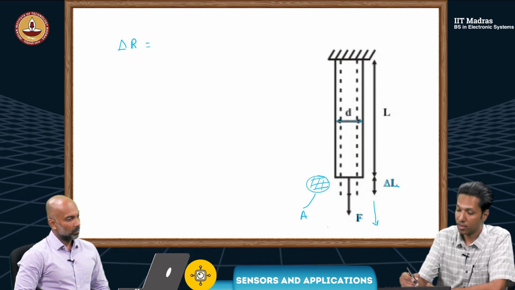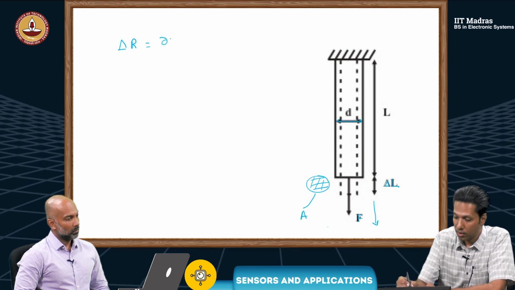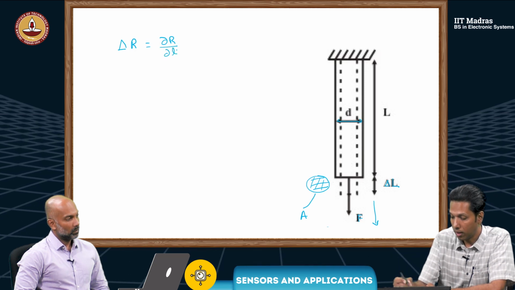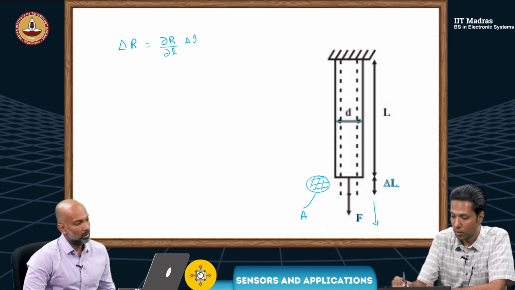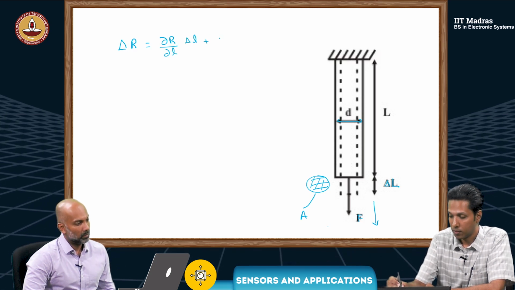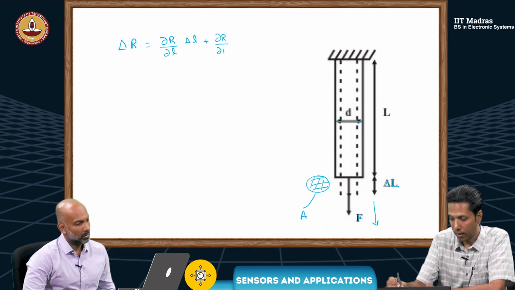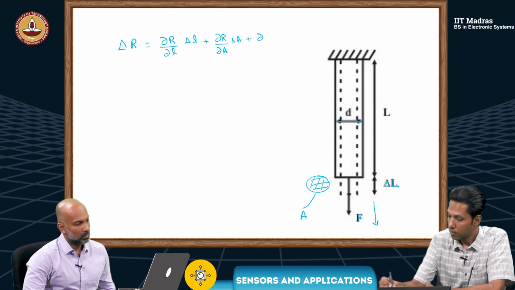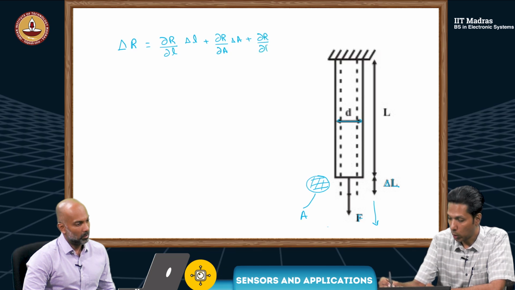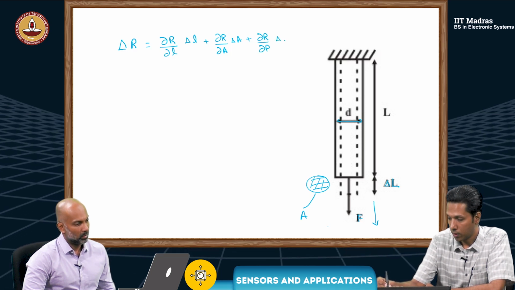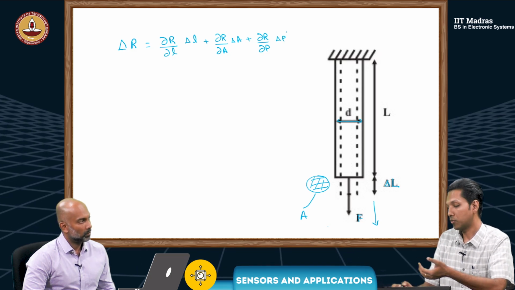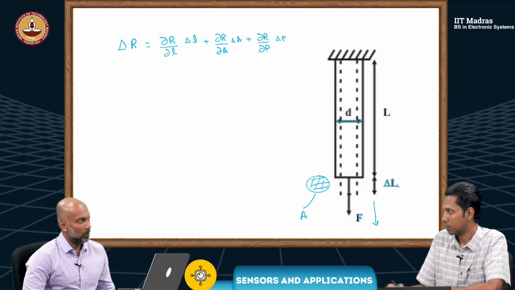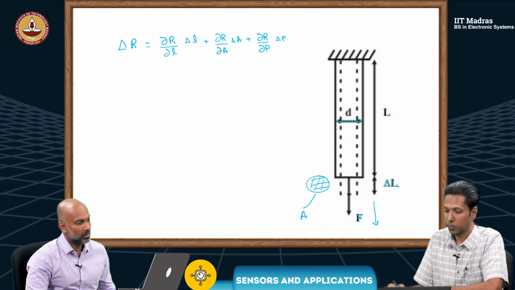So this delta R could come from, let's say, dou R by dou L into delta L. Then there is dou R by dou A into delta A. Then again dou R by dou rho into delta rho. So it could come from all of this. Now, as you said, one of these may be more sensitive. That we will see. We don't know the dominant one. It depends on the material and so on.